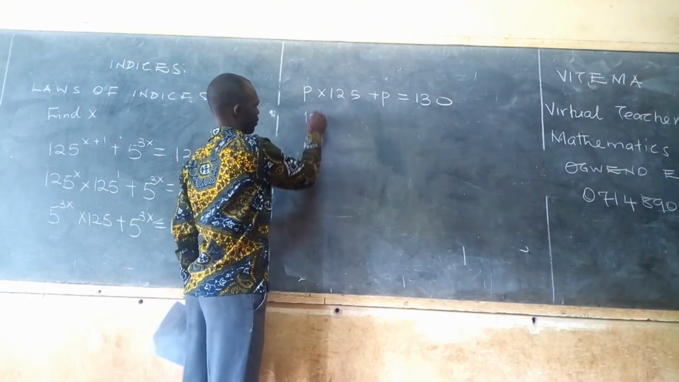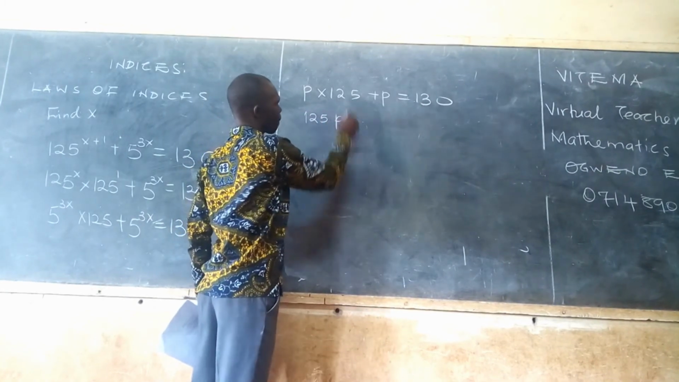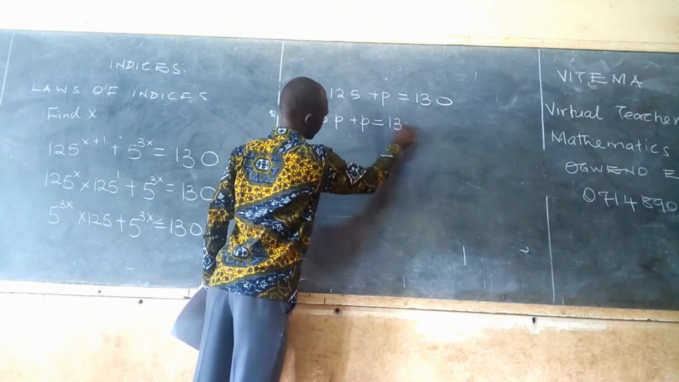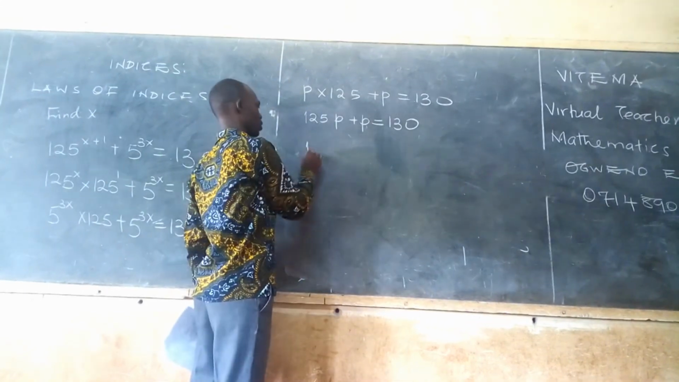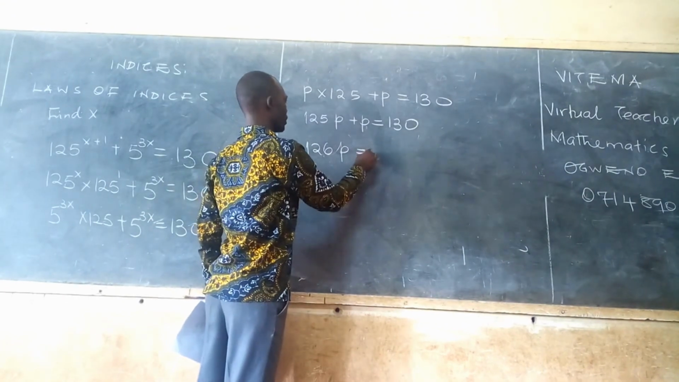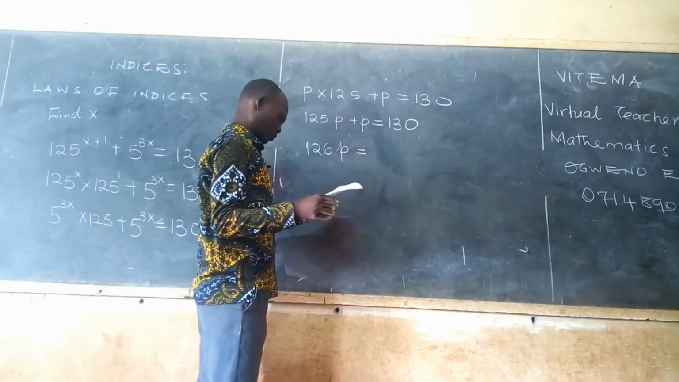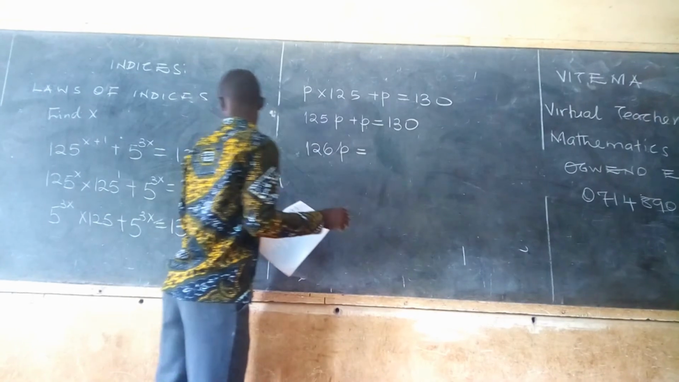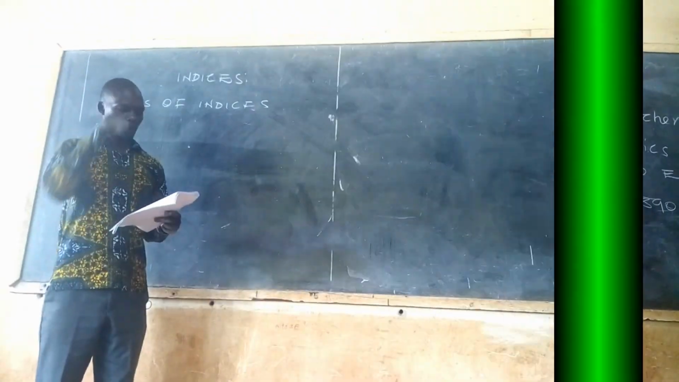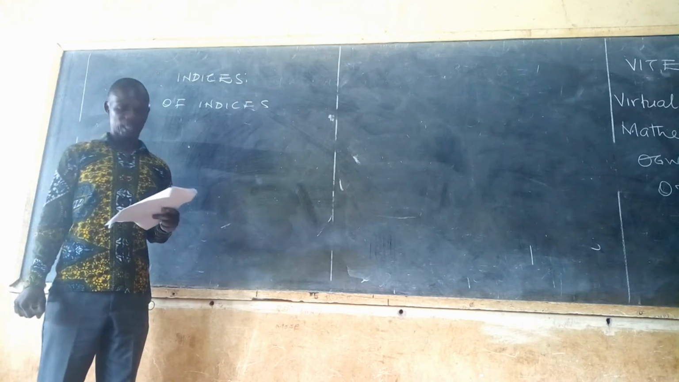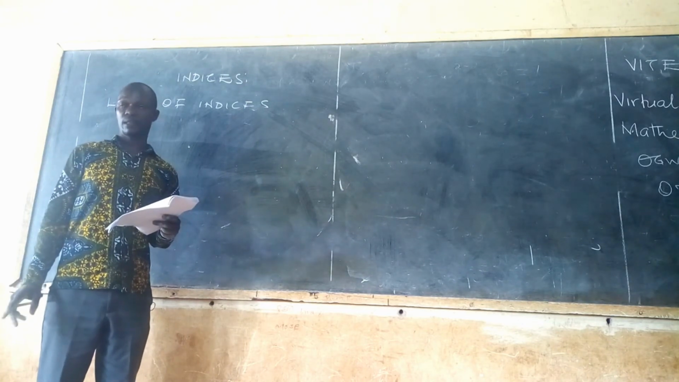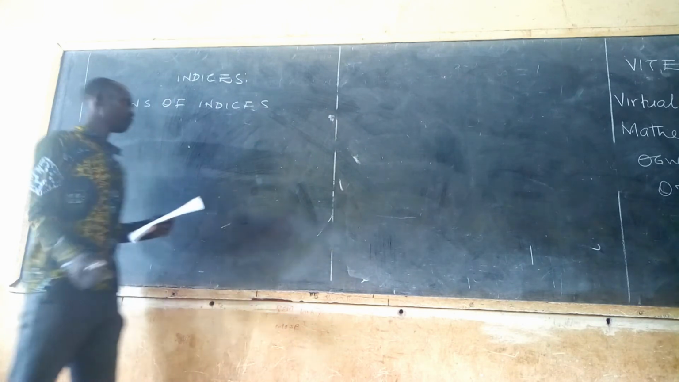So that means I have 125p plus another p to give me a total of 126p to give me 630. Let's look at another example where we are not multiplying the bases, but instead we are adding them.